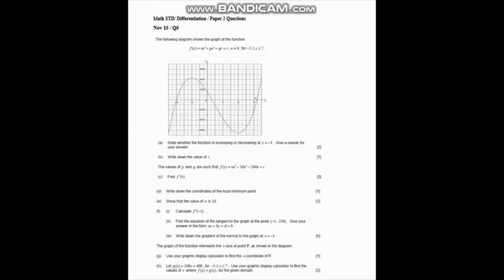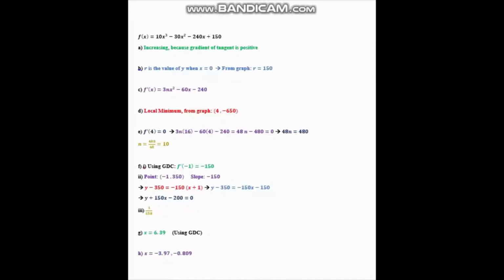Next, I need to write down the gradient of the normal to the graph at x equals -1, and this is obtained from the gradient of the tangent, which is f dash of -1. I just switch the sign and flip the number. So since the gradient of the tangent is -150, hence the gradient of the normal shall be +1 over 150.